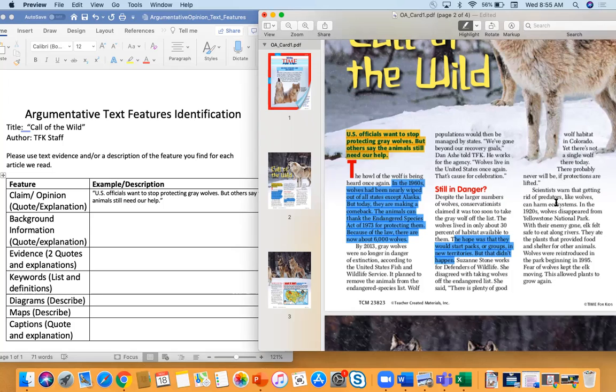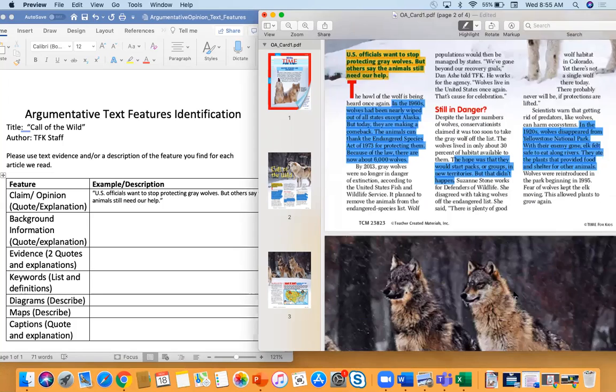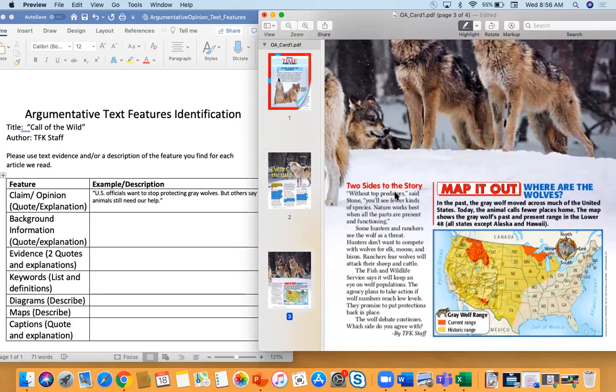Scientists warn that getting rid of predators like wolves can harm ecosystems. In the 1920s, wolves disappeared from Yellowstone National Park. With their enemy gone, elk felt safe to eat along rivers. They ate the plants that provided food and shelter for other animals. Wolves were reintroduced into the park beginning in 1995. Fear of wolves kept the elk moving. This allowed plants to grow again. Oh, that's more good information. So this could be support or background.